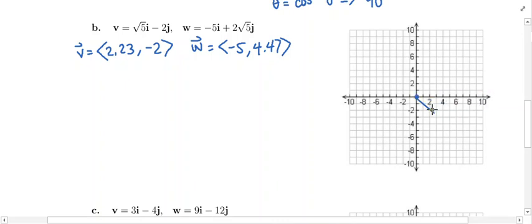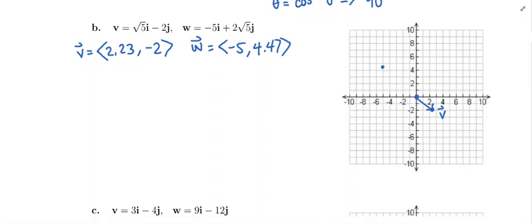So this is going to be vector V. And then I'm going to graph vector W. It begins at the origin, and then its terminal point is at negative 5, 4.47. So that's going to be about right here. So this is going to be vector W.